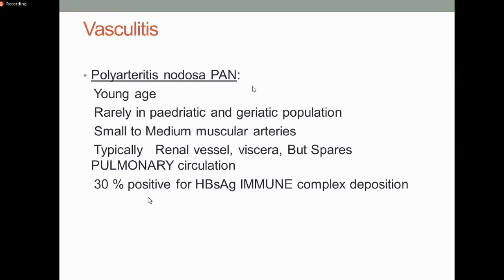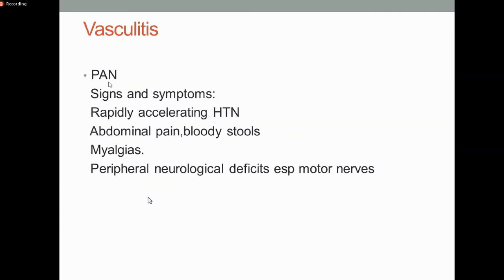So whenever we detect this disease, we can also go for the hepatitis B surface antigen profile to detect the hepatitis. We can detect hepatitis association in 30% of the cases, so we have to do that as well. The important point lies in the pulmonary circulation, where it spares the pulmonary circulation, because certain types of vasculitis involve similar vessels but involve the pulmonary circulation. So you will base your differential diagnosis also on these scenarios, the site of involvement and anatomical distribution of involvement of the vessels. PAN is the short name of this disease.